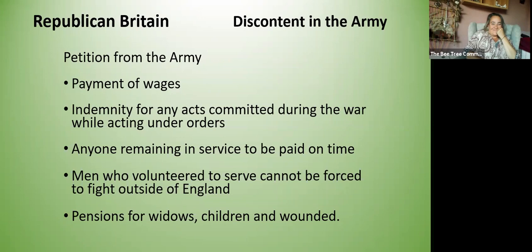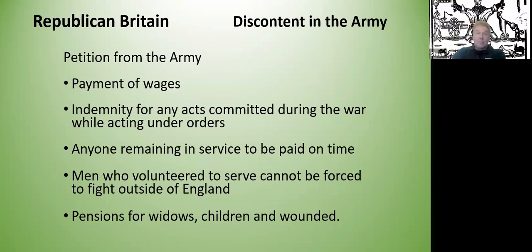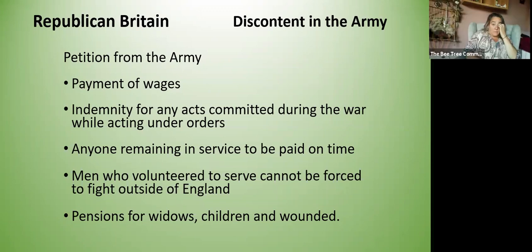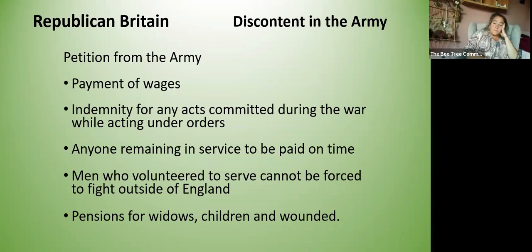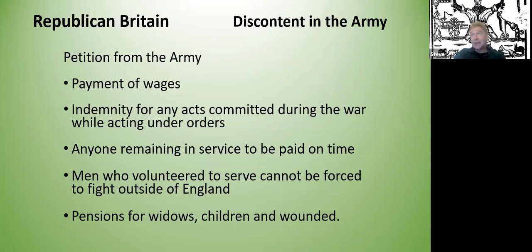So there's growing discontent in the army. There's a petition from the army, and that basically arose because Parliament thought they could rein in the New Model Army, and the plan was to send some to Ireland, and then those that were left behind could be disbanded. When the soldiers heard about this, they were very much against it. The petition was based on payment of wages. They hadn't been paid for 40, 50 weeks or so. They wanted indemnity for any acts committed during the war because they'd been ordered to do things. So basically, they didn't want to be put on trial for things that happened.